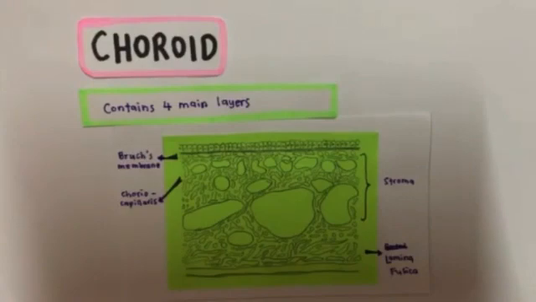Choriocapillaris have wide-bore capillaries that provide nourishment to the outer retina. Stroma is a pigmented layer that is composed of loose collagen, melanocytes with some elastic fibers, and a lot of blood vessels. Lastly, lamina fusca lies adjacent to the sclera and it is the outermost layer of the choroid.